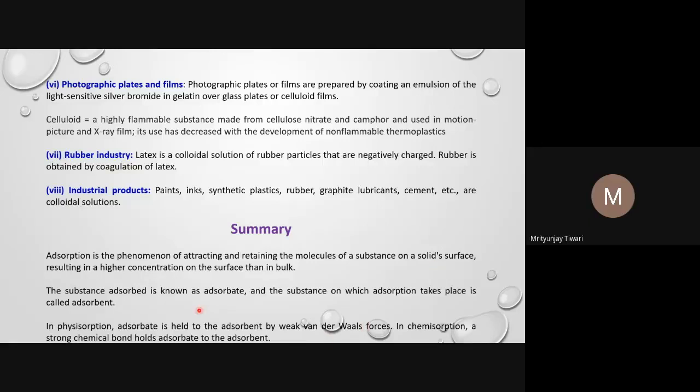The substance adsorbed is called the adsorbate, and the substance on which adsorption takes place is called the adsorbent. We have seen that adsorption is of two types, physisorption and chemisorption. In physisorption, the adsorbate is held to the adsorbent by weak van der Waals forces, and in chemisorption, a strong chemical bond holds the adsorbate to the adsorbent.